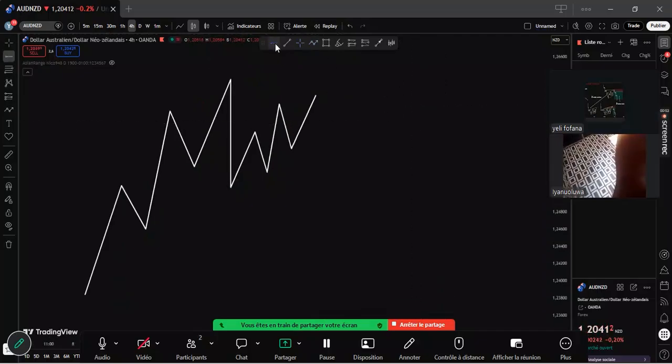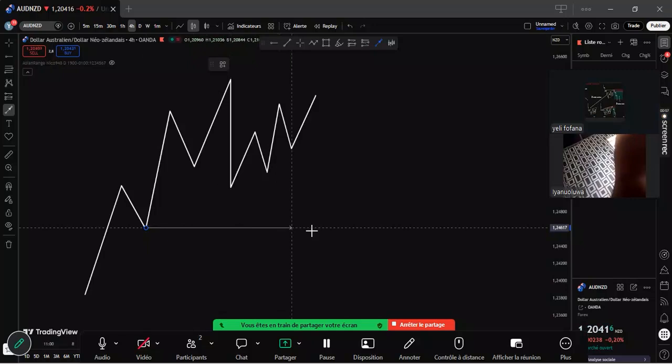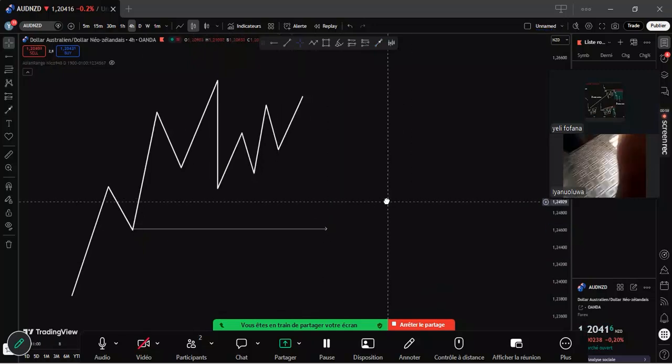Gonna be somewhere around this level here. After that, price gonna take this liquidity at the hook point.